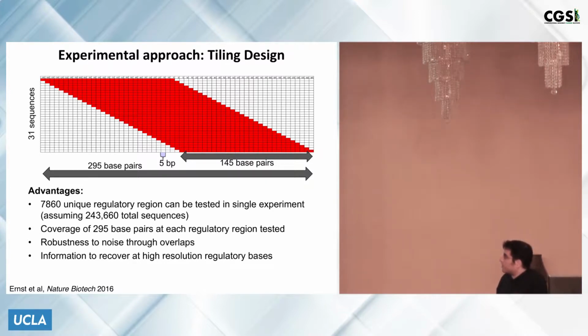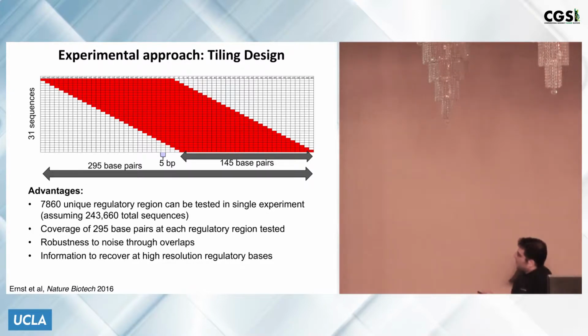Experimentally, we were able to scale this up to testing close to 244,000 unique barcodes or sequences in a single experiment. So by only devoting 31 reporter sequences per location, we could test close to 8,000 regions. And we didn't need to know precisely which 145 base pairs to test. So based on the chromatin data, you can often be confident at a 200 to 300 base pair resolution where the relevant regulatory site is, but it's difficult to be confident on a specific 145 base pairs.